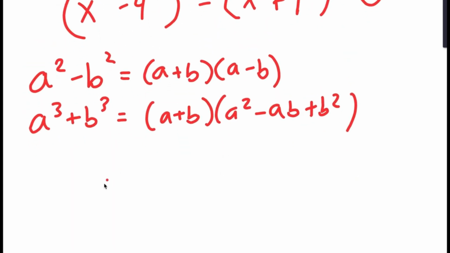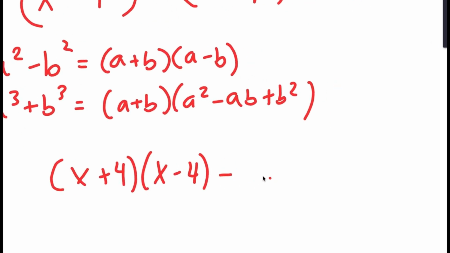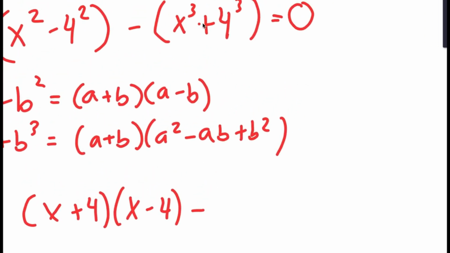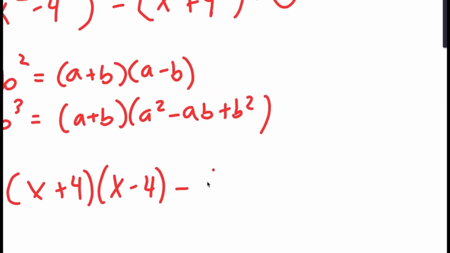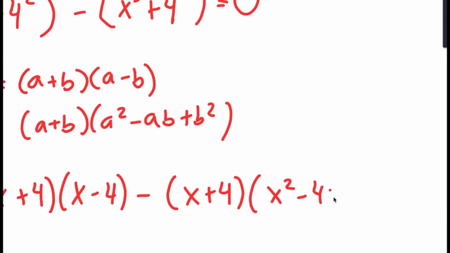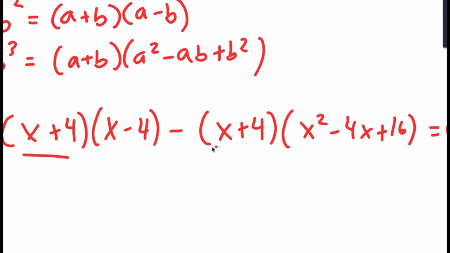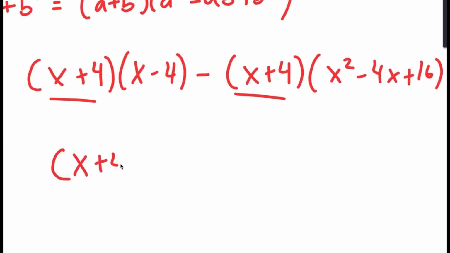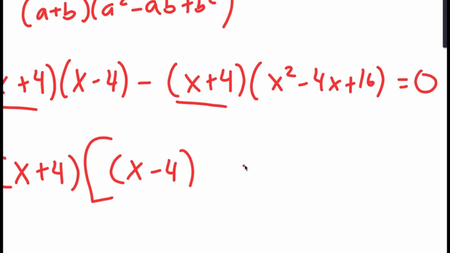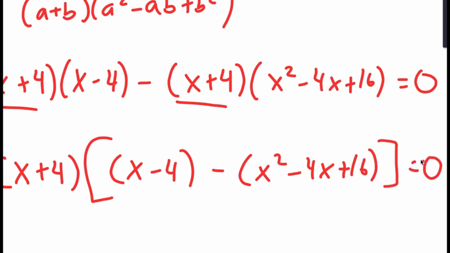So for x squared minus 4 squared, it's going to turn into x plus 4 times x minus 4. I have this minus a to the power of 3 plus b to the power of 3, or in this case, x to the power of 3 plus 4 to the power of 3, which is going to turn into x plus 4 times x squared minus 4x plus 16. Now, because both of these terms have x plus 4 in them, I can factor out x plus 4. So I get x plus 4 times x minus 4 minus x squared minus 4x plus 16 is equal to 0.